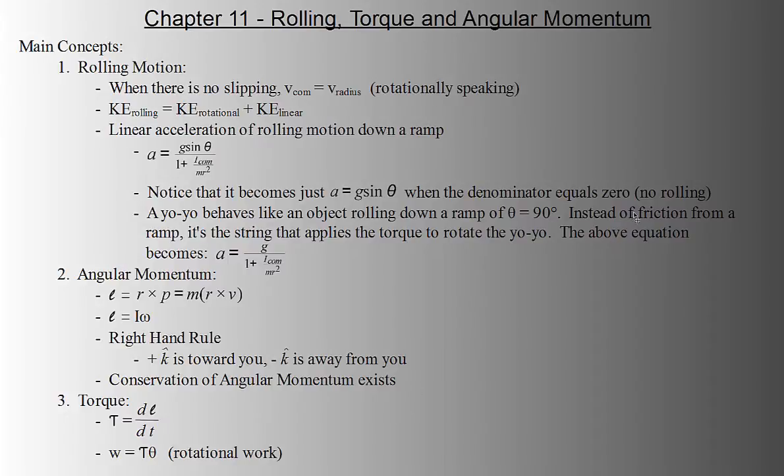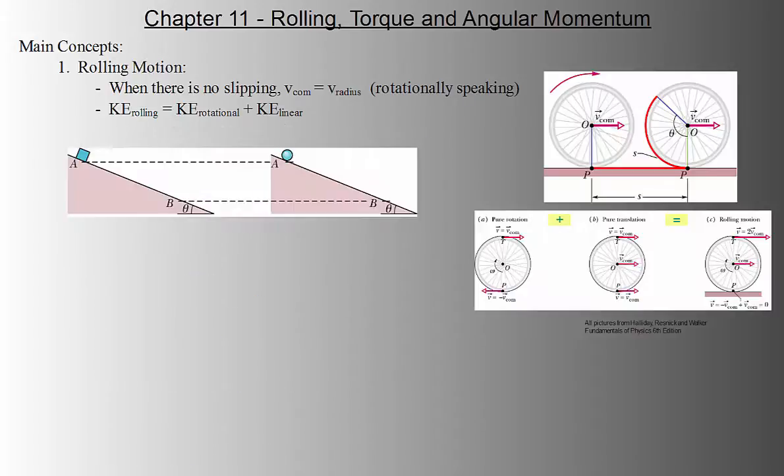So that's the summary. Let me go into detail on the first main concept. So, rolling motion. This first one, when there's no slipping, v_com equals v radius. Let's focus on these two pictures here. As you can see, we have a wheel here, and the velocity of the center of mass you can measure at the center of the wheel, because that's the center of mass. And point P is always directly below the center.